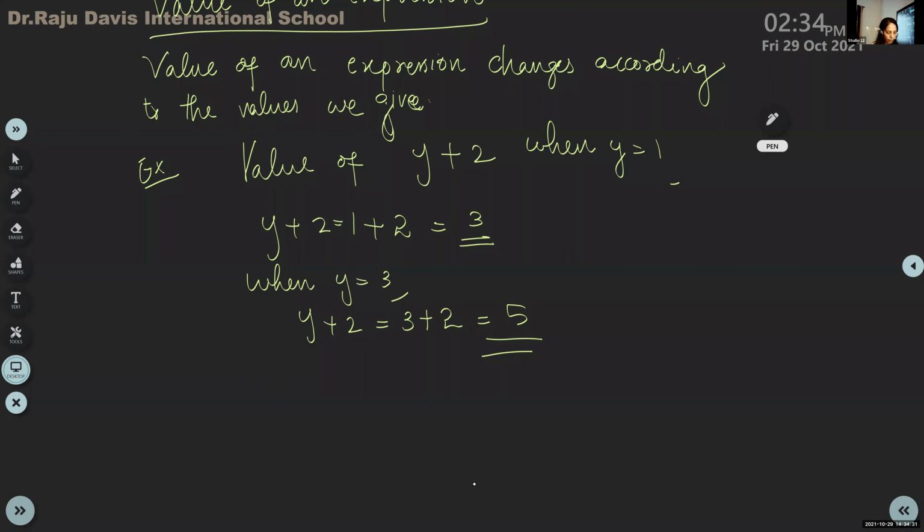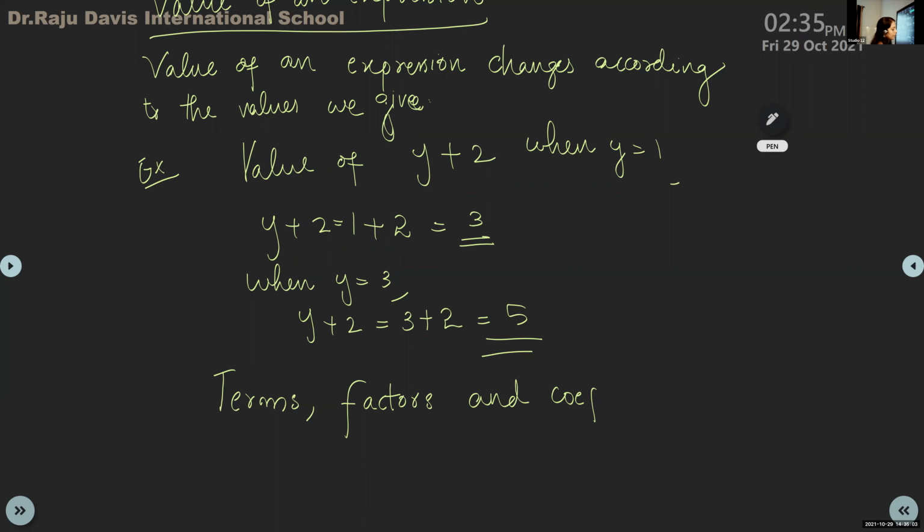Okay. So this is value of an expression. You got it? This is last year we studied all this. So this is just repetition. Okay, children. Next one is you know this properly. Terms, factors, and coefficients.